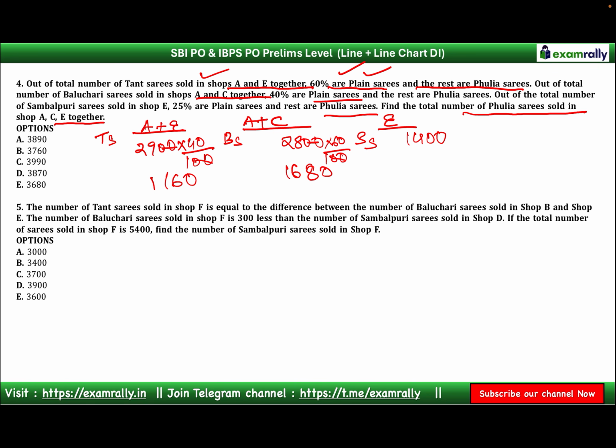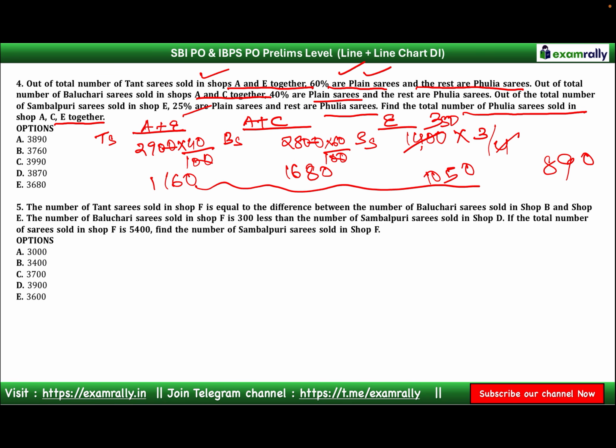Okay. Next one, 25% are plain. So remaining 75%, 3 by 4th will be the fulia sarees, which will be equal to 3 4s are 12, 1050. So they asked to find the total of this. So total of this will be equal to what? 1160 plus 1680 plus 1050. Okay, 3890 will be our right answer.